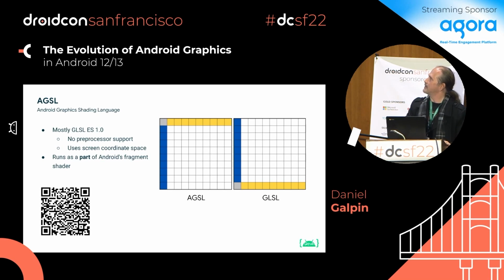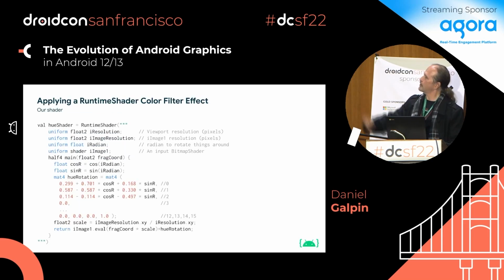There's a couple differences. It doesn't have preprocessor support. It uses a screen coordinate space, as you can see here. And you're also not writing the entire GPU fragment shader. You're writing just a fragment of the fragment shader. I'm using fragment a lot here. And what that means is that there are a couple of limitations, and that's one of the reasons we don't have preprocessor support. So here's what that shader code looks like.